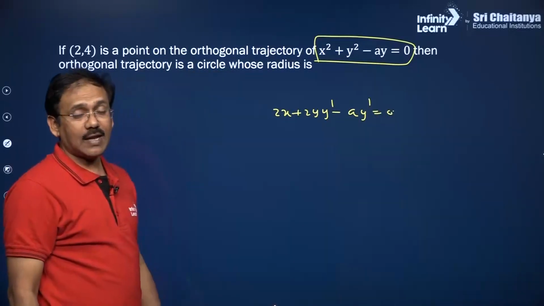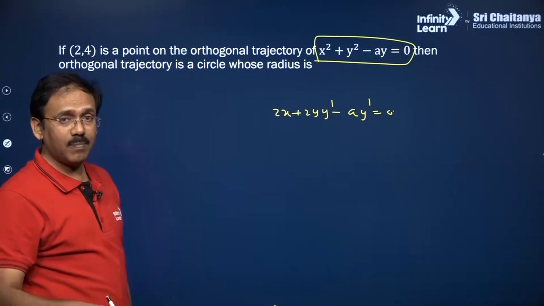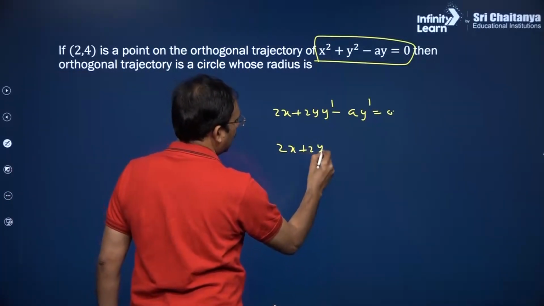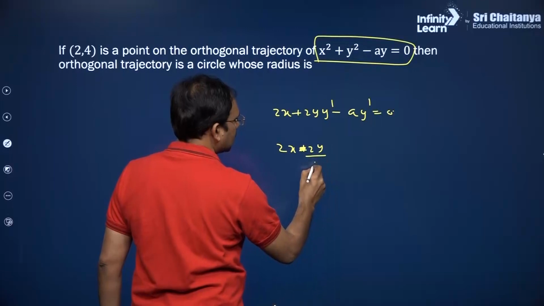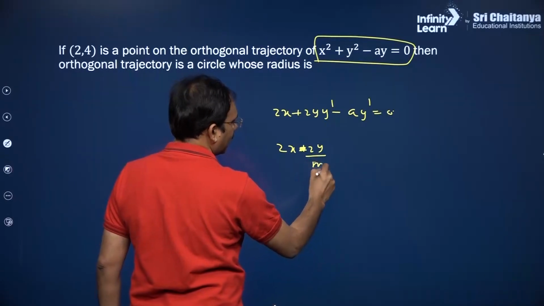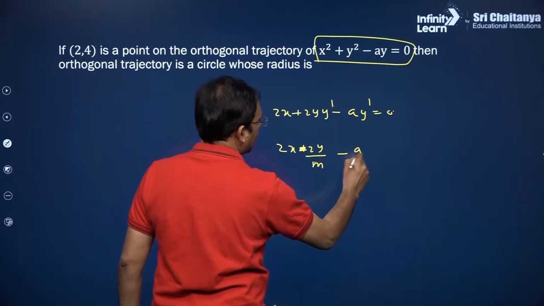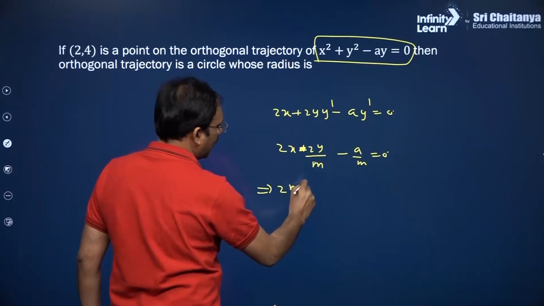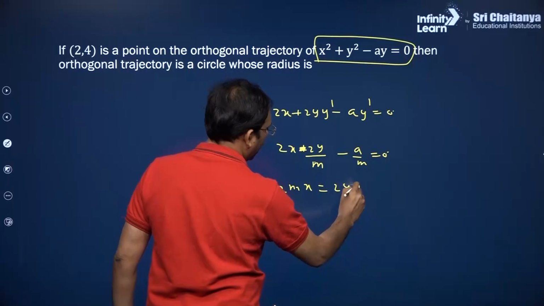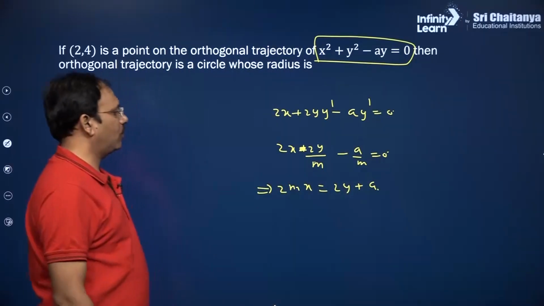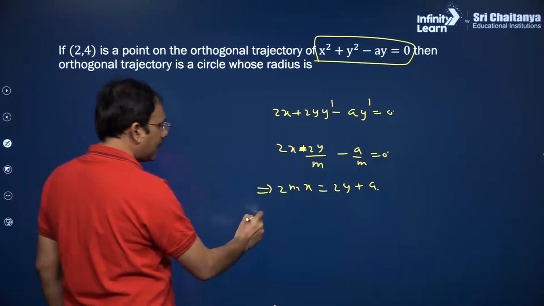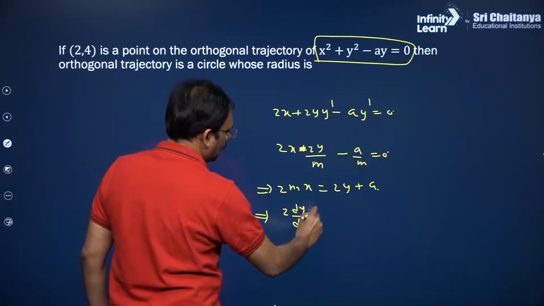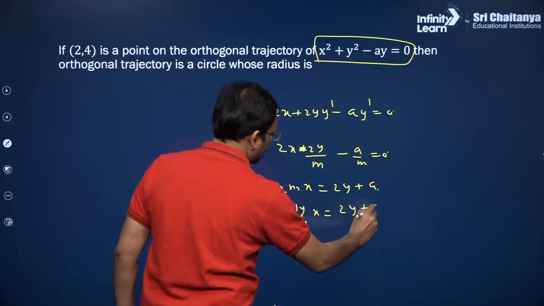Now wherever the tangent slope y dash is there, you have to replace it by minus 1 by m, that is 2x plus 2y minus, you can write, minus 1 by m minus a by m is equal to 0. So my dear friends, 2mx is equal to 2y plus a, where m here you can just treat like 2 dy by dx into x is equal to 2y plus a.